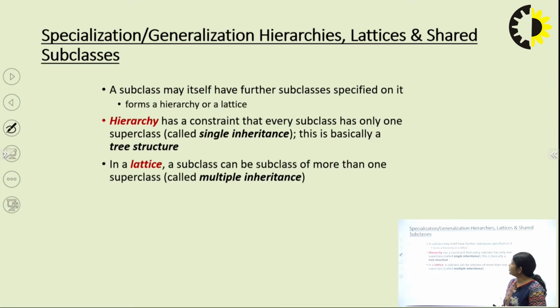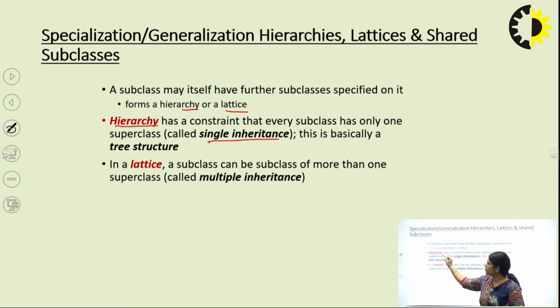Then specialization, generalization, hierarchies, lattice and shared class subclasses. So a subclass may itself have further subclasses specified on it. That is, they form a hierarchy or a lattice. Hierarchy is single inheritance, also said to be the hierarchy. That is, it is also called the tree structure. It has a constraint that every subclass has only one superclass.